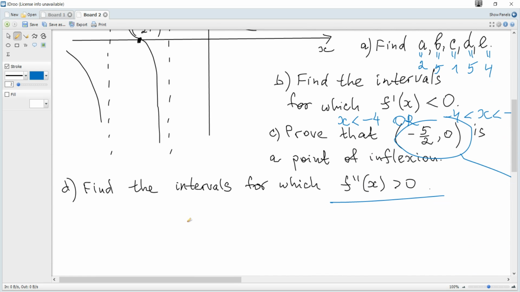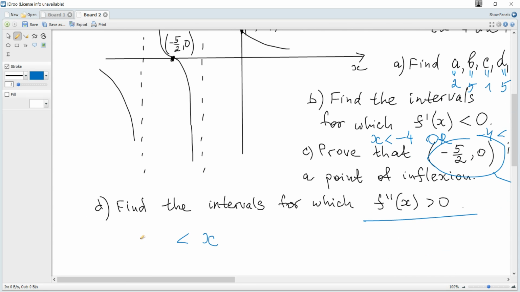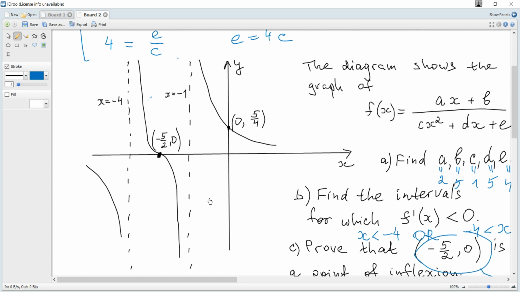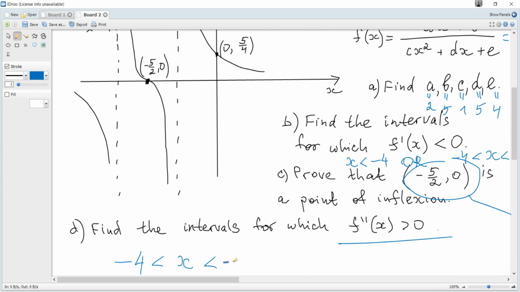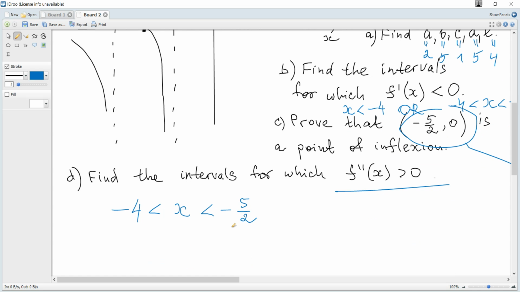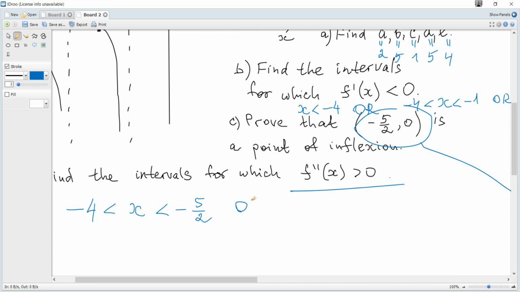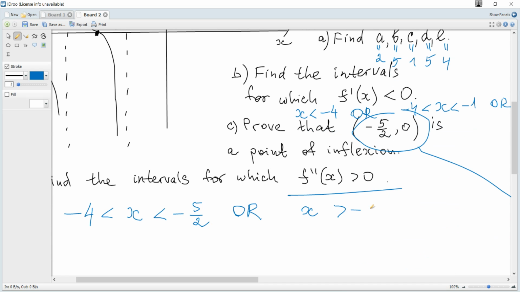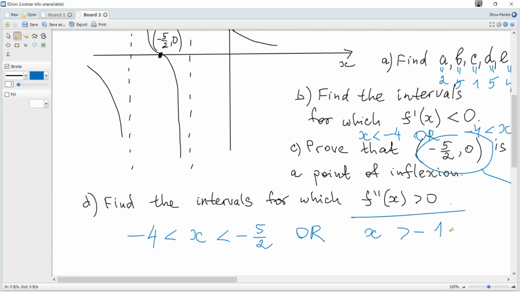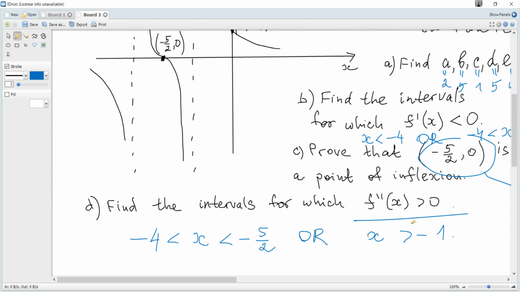So the function is concave up for x greater than -4 strictly and less than -5/2. It's a point of inflection, so I also exclude it. And not and, you must write or, because we just add intervals, and it implies intersection at the same time, or x is greater than -1. And that's all for this question.